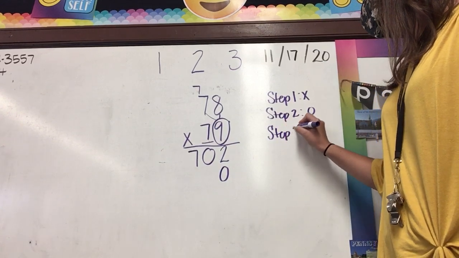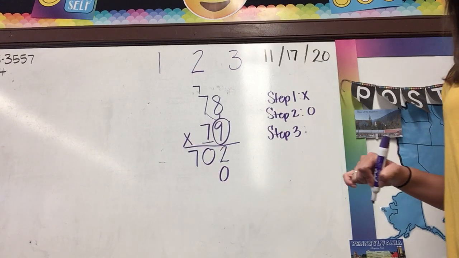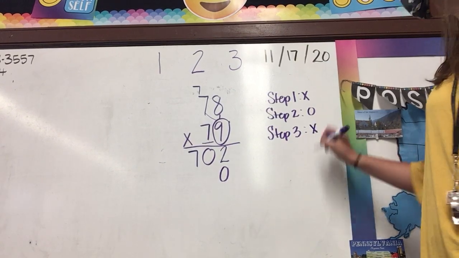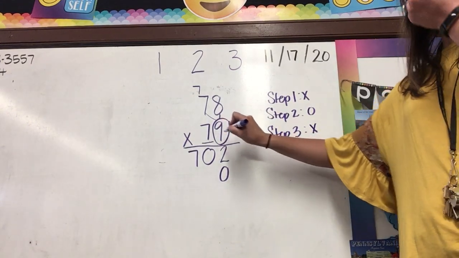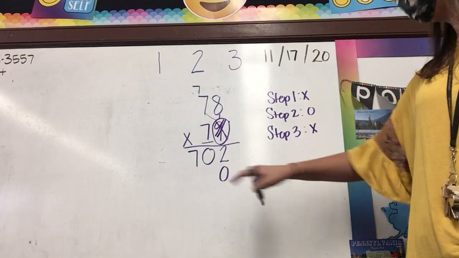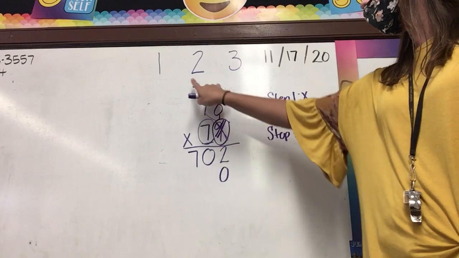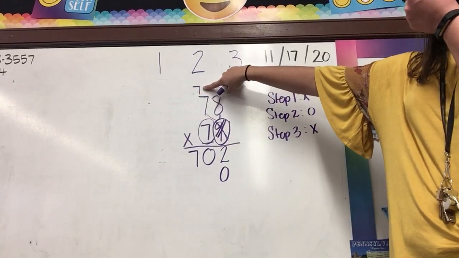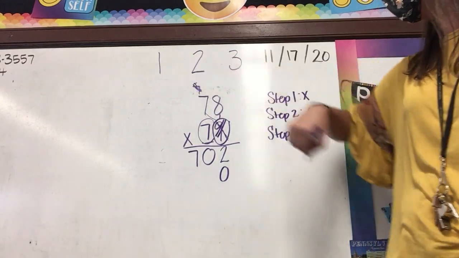Step 3. Lily, what's that step 3? To multiply. And what are we multiplying? Are we done with the 9? No. Yeah, cross it out. We're done. That's why we added that 0. We're moving on to the 7. What about this 7 up here? Do we need it? No, that was from the last problem.